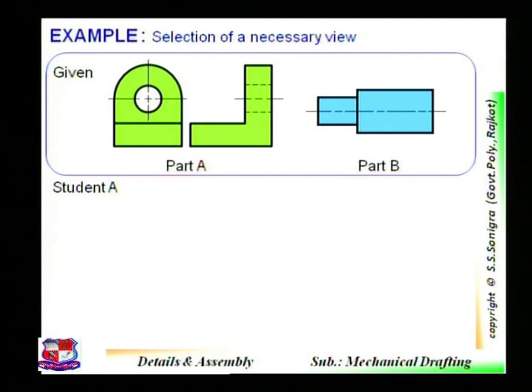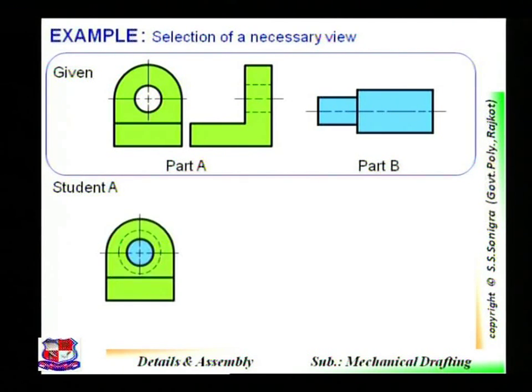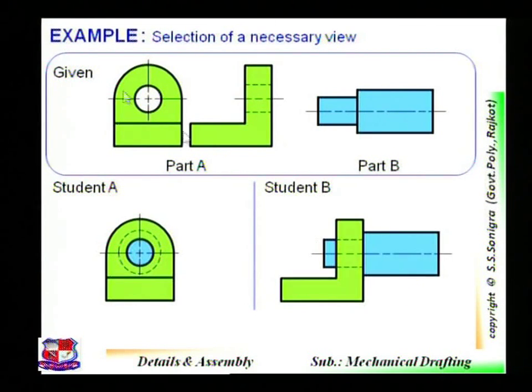Student A, draw this one. If you assemble these two components, this part B is to be inserted in this view. Here this is the hole, so its side view would be this one, and student B represents it like this. This component, part B, is inserted over here, and this is part A.